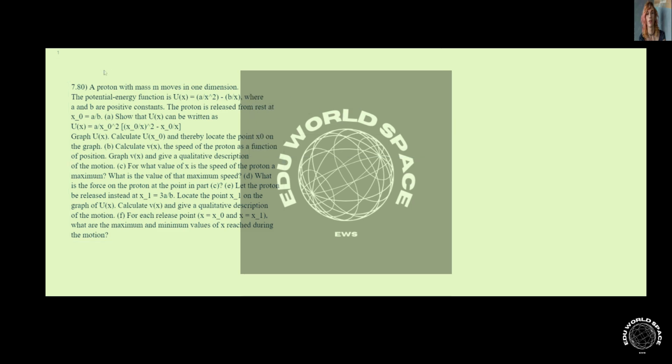Okay, so this one is a long one. We have problem 780. We have a proton with mass m that moves in one dimension. We have a potential energy function. We have positive constants a and b. Now, I might change those to alpha and beta throughout solving this problem because that's what's in the book. So just stick with me on that.